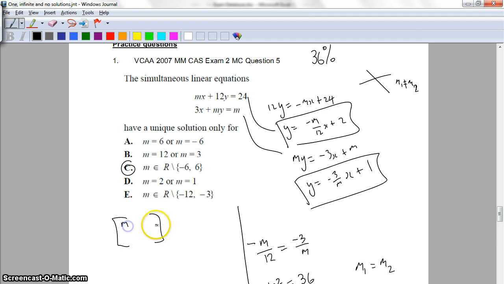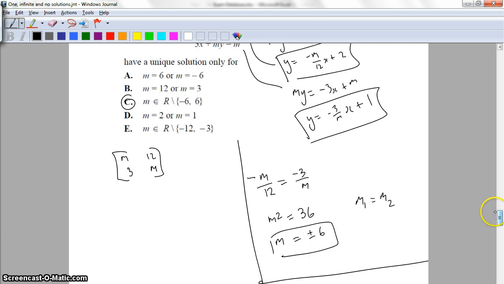I get m, 12, 3, m, and I'm going to say that m squared minus 3 times 12, which is 36, so that times that minus that times that, is equal to 0. If it's equal to 0, then we have the gradients the same. That will mean m1 equals m2. So as you can see from here, m squared equals 36, so m equals plus or minus 6. That means that the gradients are the same, and again, I'm back to where I was before. I want it when they're not the same, so therefore C would be the answer.